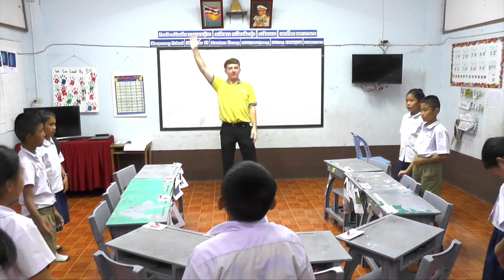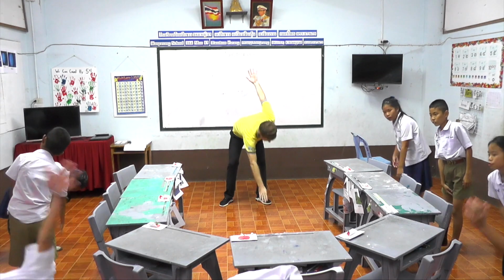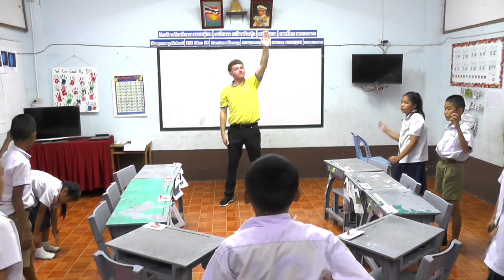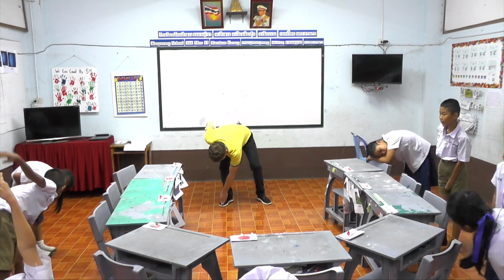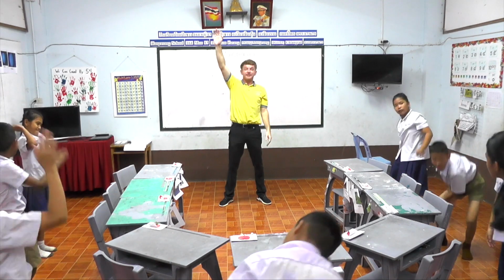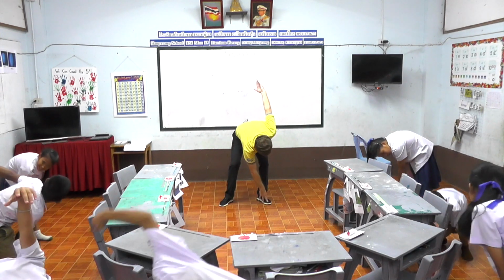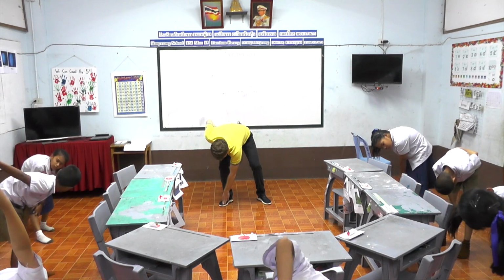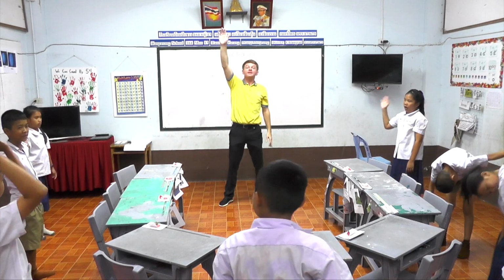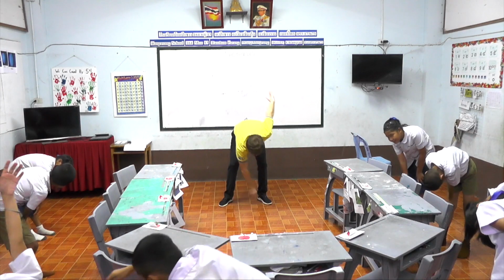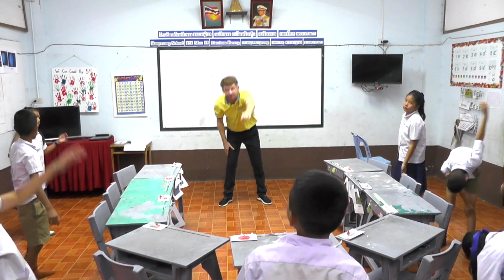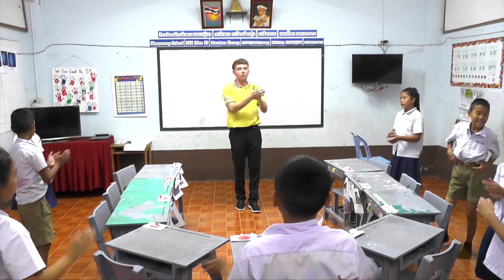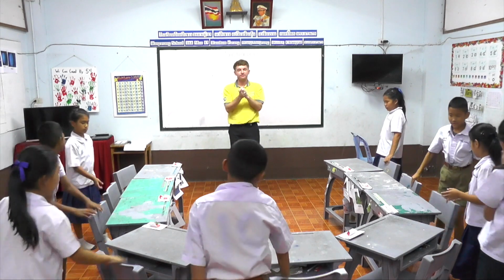And now we'll take our right hands and find our left foot. Left hand, right foot. Right hand, left foot. Left hand, right foot. Right hand, left foot. Left hand, right foot. And to finish, we'll do 5 claps. 1, 2, 3, 4, 5.